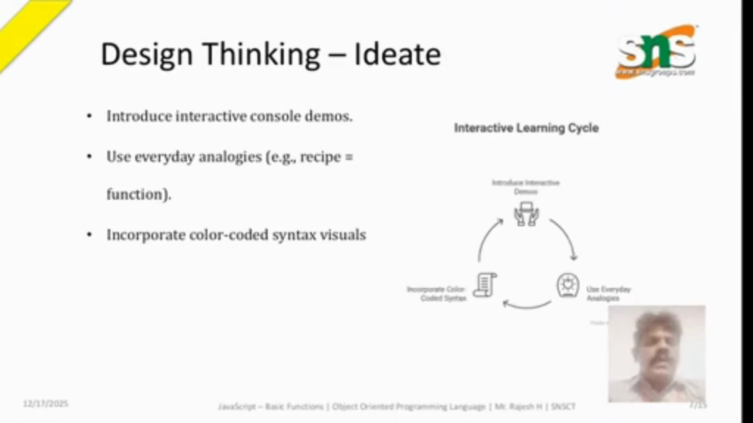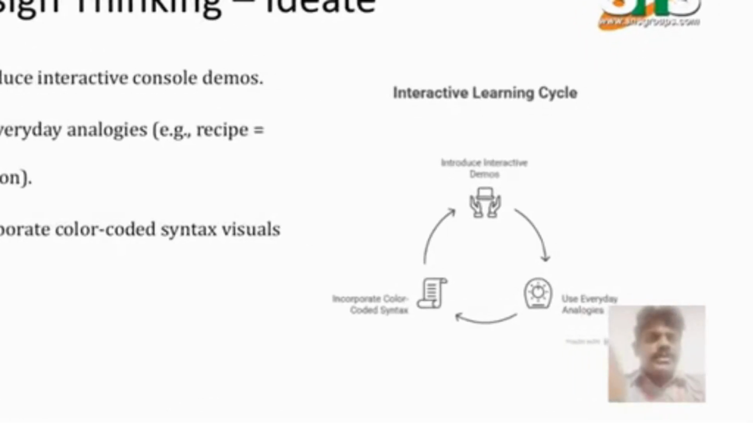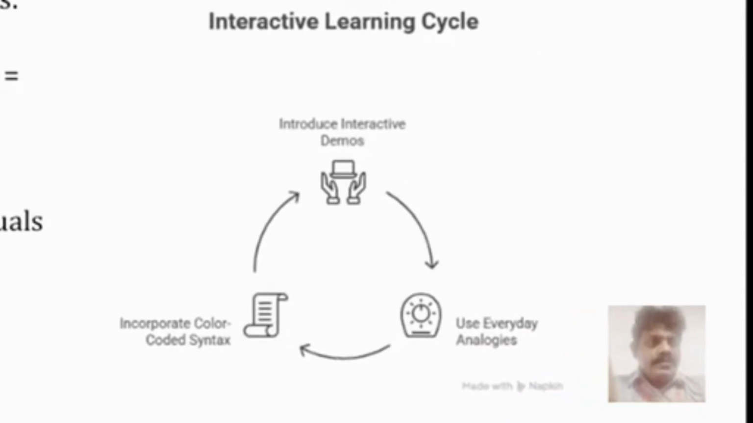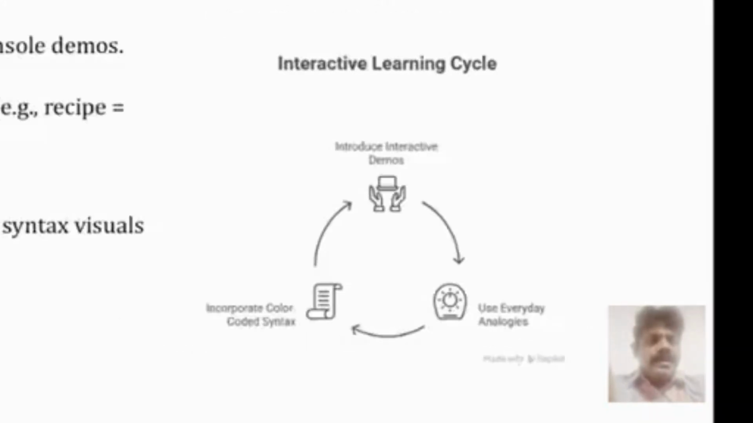In the ideation stage of design thinking, the person tries to create interactive console demos, and may use everyday analogies, like preparing a recipe and how the processes are interrelated, which has to come first and which second, and incorporate color-coded syntax visuals. So you see the interactive learning style: demos followed by analogies, with color-coded syntax.